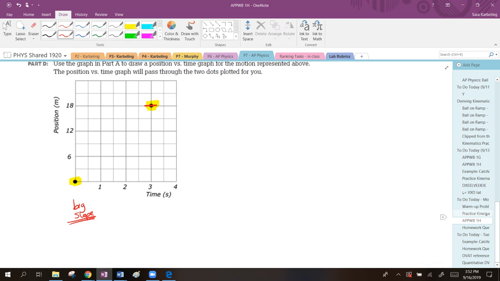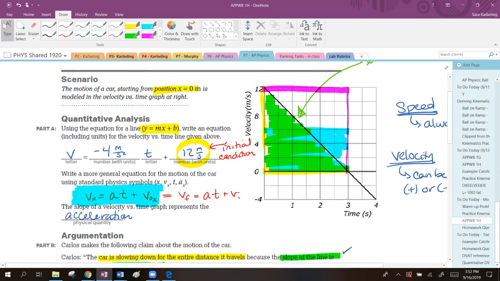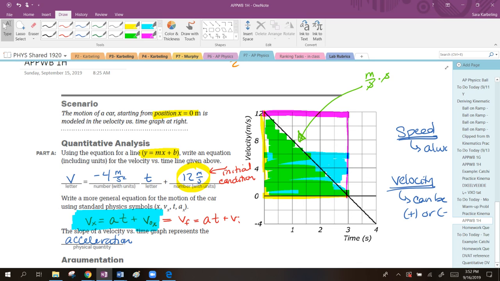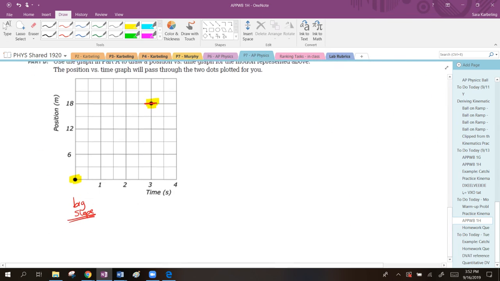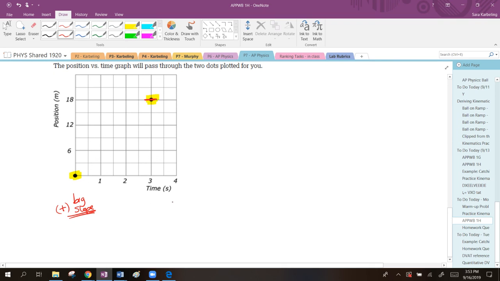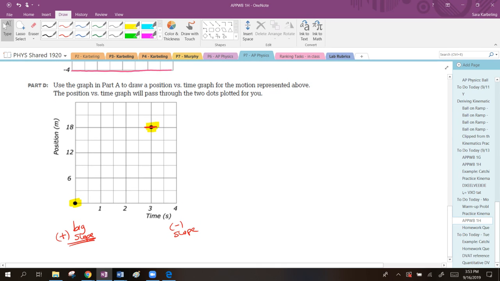And then talk to me about the slope after t equals 3. What happens to the slope after t equals 3? What happens to the values of the velocity? They get negative. So that means that you should have a big positive slope here. You have a negative slope here. You with me? What's that going to look like, friends? We're kind of trying to put things together, trying to get our head around this.